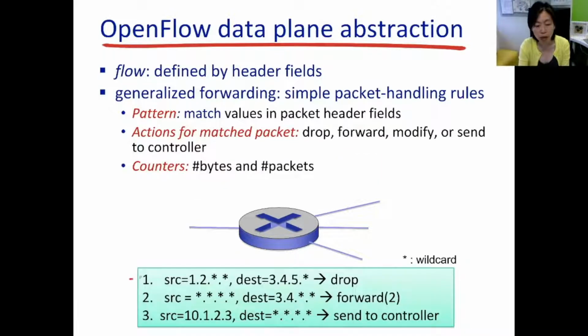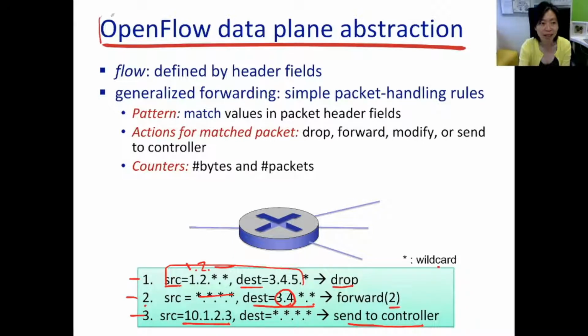To be more concrete, let's look into 3 examples. In all 3 examples, we look at the source address and the destination address header fields. In example number 1, we match the source address being 1.2.*.*, where the asterisk means wildcard, meaning arbitrary values for the last 2 octets. The destination address must match 3.4.5 for the first 3 octets, and then it doesn't matter what the 4th octet is. All packets matching this pattern will be dropped. In the second example, the source can be anything, but the destination address needs to match 3.4.*.*, and then we forward all those packets to interface 2. Third entry: as long as the source IP address is exactly 10.1.2.3, we send the packet back to the remote controller. So those are 3 examples, to give you a rough feeling.